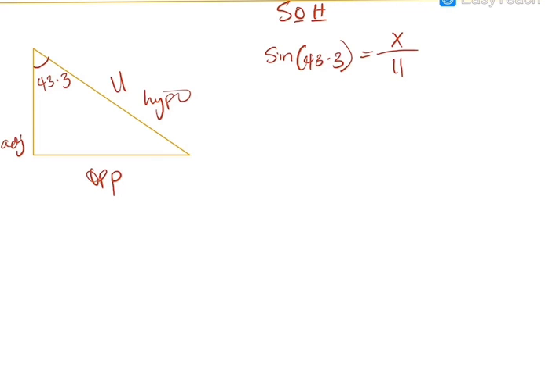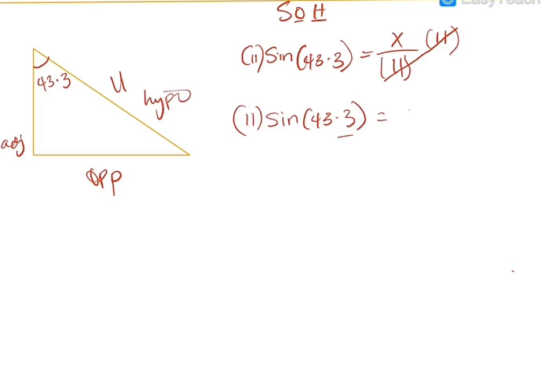It's pretty much the same thing, except this time we're going to skip one step. We want x to be alone. So this time we're going to multiply by 11 on both sides. We're going to be left with 11 multiplied by sine 43.3 equals x. We don't need to divide by sine from both sides again. There's no need for that because our x is already isolated. You have to think about that. You want your x to be alone, and our x is alone.